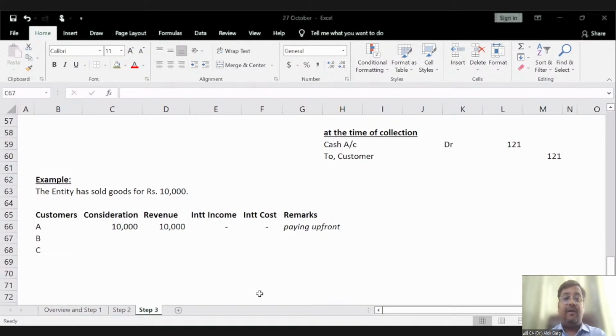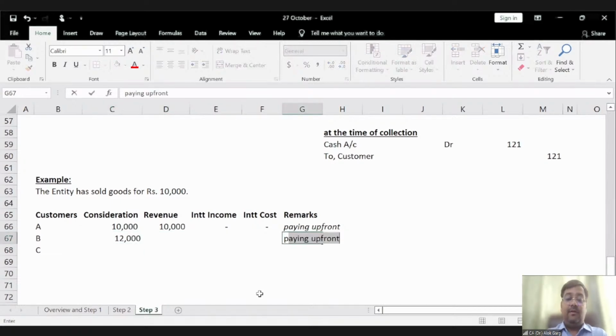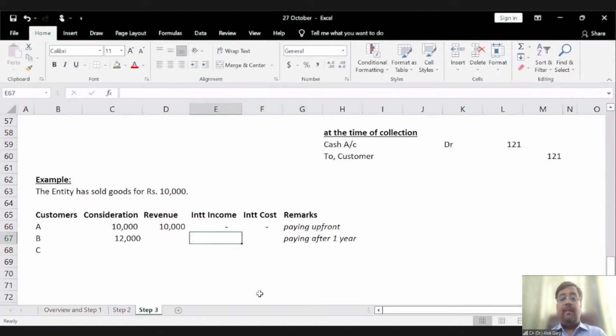Now, the second example is the customer is paying after 1 year. The customer is paying 12,000 rupees. Why? Because the customer is paying after 1 year.